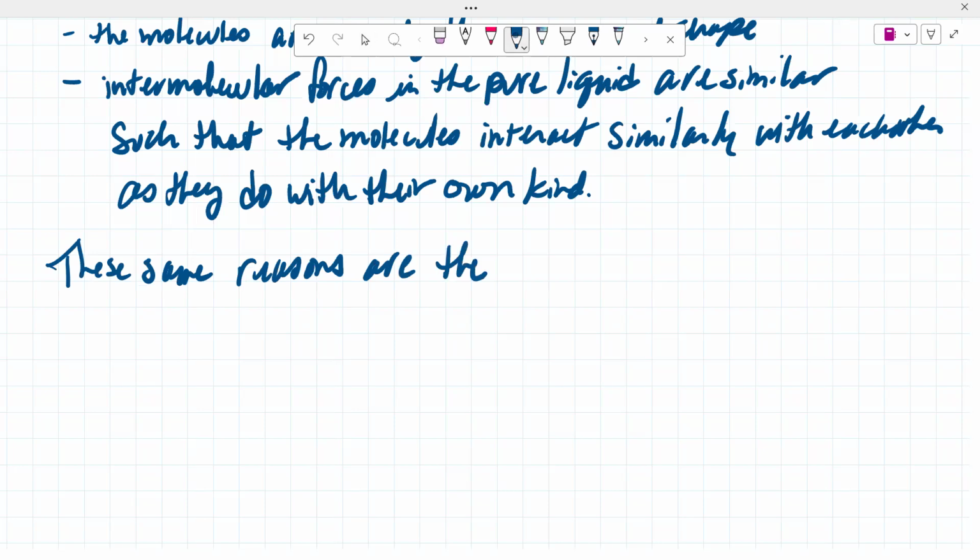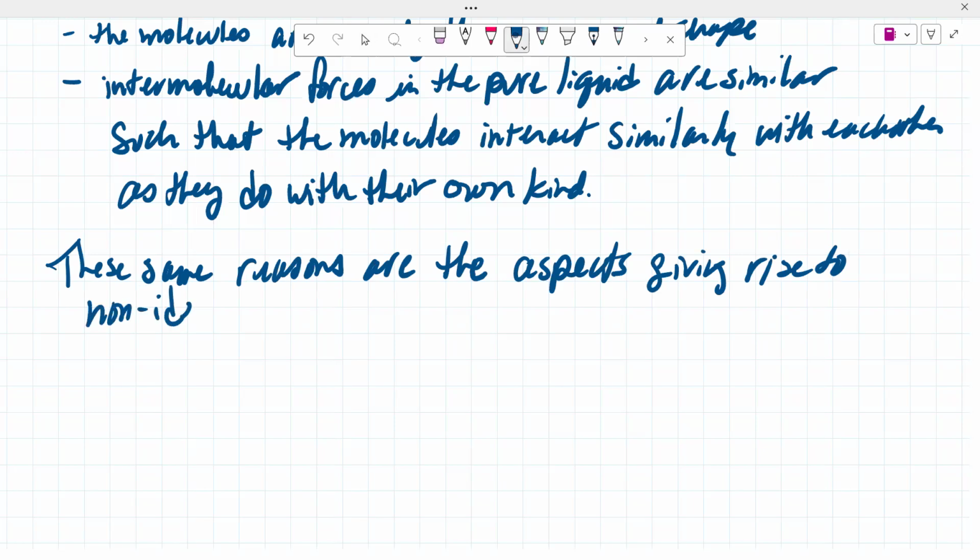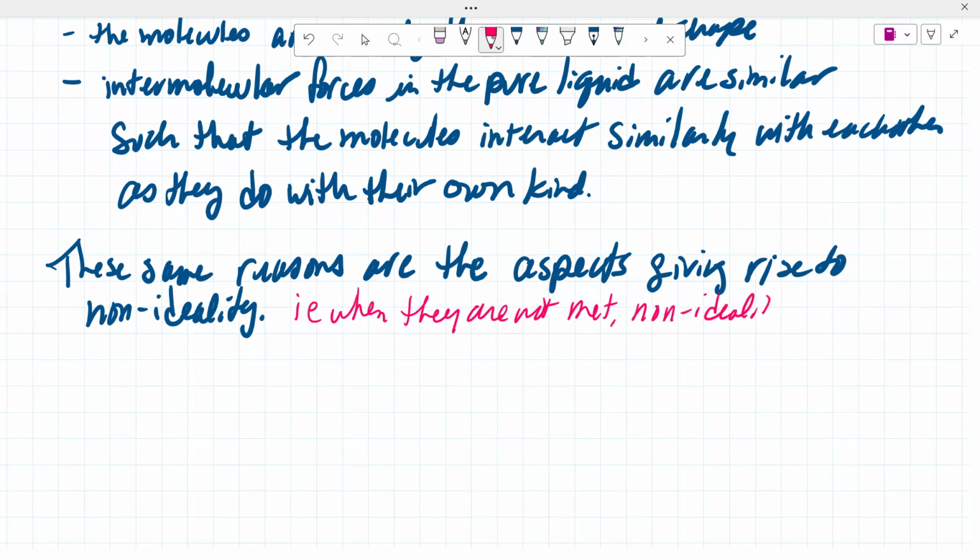Are the parts, aspects giving rise to non-ideality, i.e. when they are not met, non-ideality happens. But let's assume that we're working with an ideal situation.